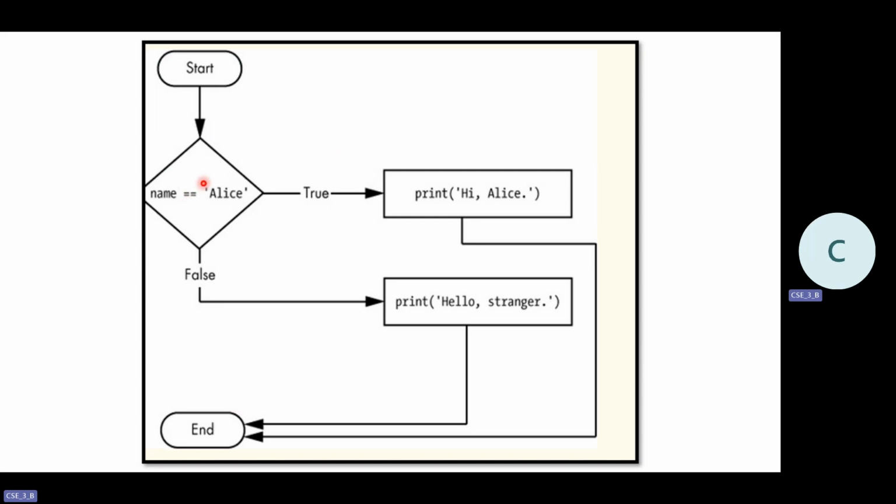So we can see here that at the start, if name is equal to Alice, then it is true, and we print hi Alice. That is when the if block ends. If that is not the case, we print hello stranger, and then the else block ends.